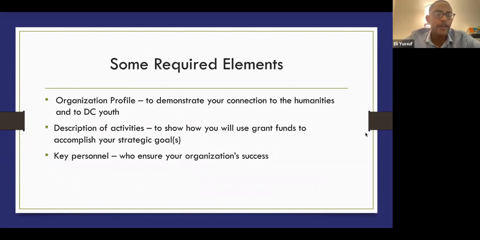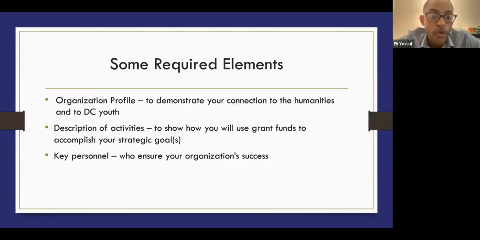So now for some required elements we're looking for within the application. We have an organization profile question where we ask you to describe your organization's connection to the humanities and to DC youth in particular. We have a description of activities question, which will help us understand how exactly you'll use grant funds to accomplish your strategic goals.